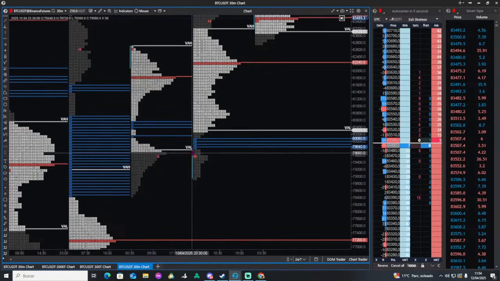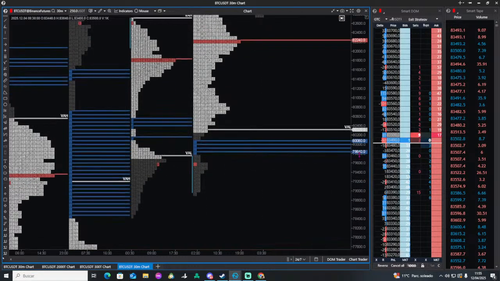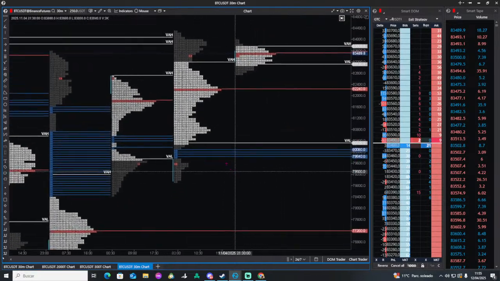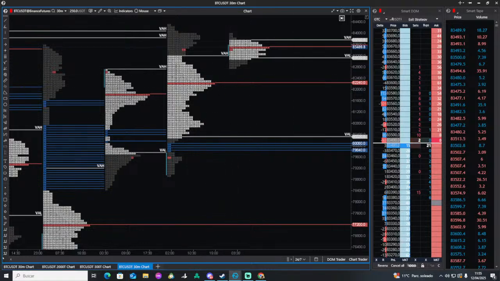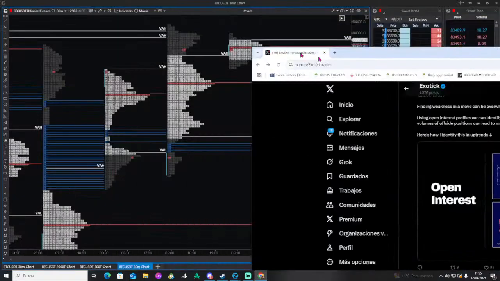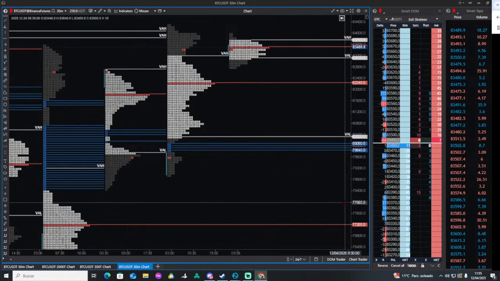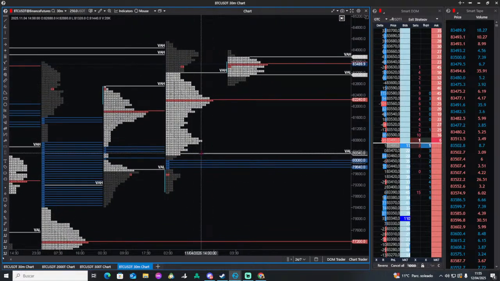Then we created a single print. This is when price went so fast in time from this space and created a single print. Then price started to create value, and created what is called the value area. Here we can see that TPO has a value area low, a value area high, and a point of control.